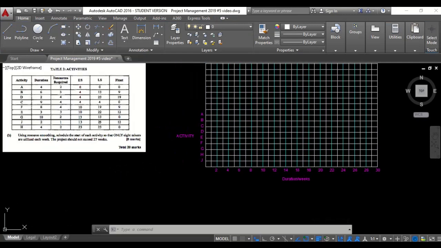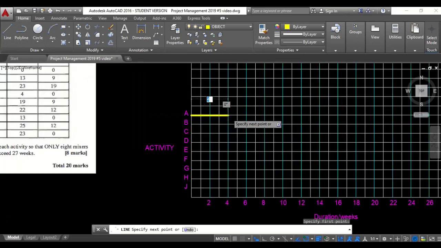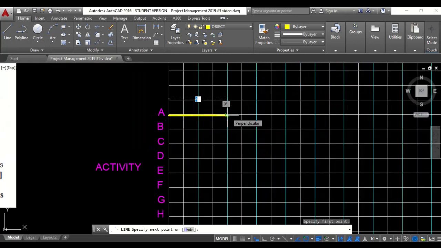So we use our table and we see what we'll be putting on our bar chart is the duration for each activity. So I'm going to be selecting object here, selecting line, and then on my line that represents activity A, I'm going to be stretching it all the way to 4. The beauty about using AutoCAD is that it will tell you how long your line is. So you're looking at my tracking, you're seeing 4, so I know that's good.